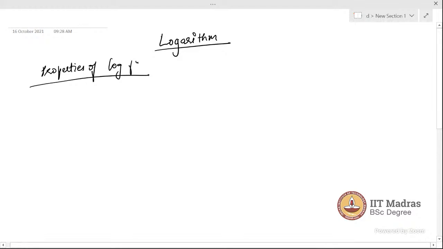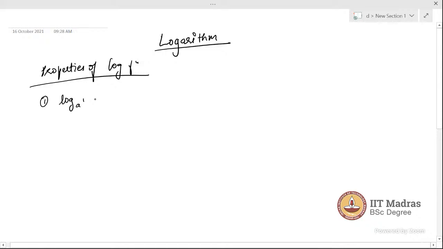What is the importance of these properties? They will be helpful for solving your questions, and these properties are derived from your very basic definitions only. We will not be dealing with the derivations for this, but I just want you to know these properties, because they will be essential for solving your questions. I think most of you will know these properties.